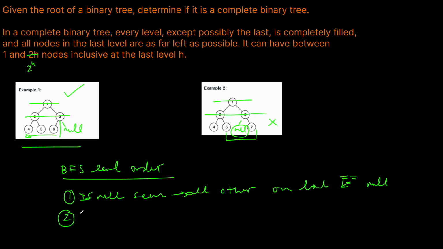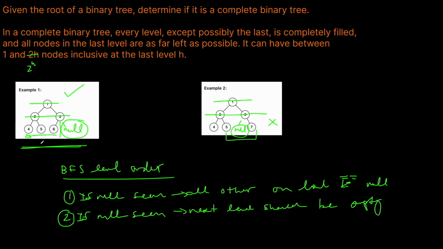And the second is, if a null is seen, then it has to be the last level in the tree. So the next level should be empty, right? Like in this one, we did see a null here, and that's okay because it's the last level in the tree, right? The level after it didn't have any values because they're all null. Therefore, it's fine for this null to be here.